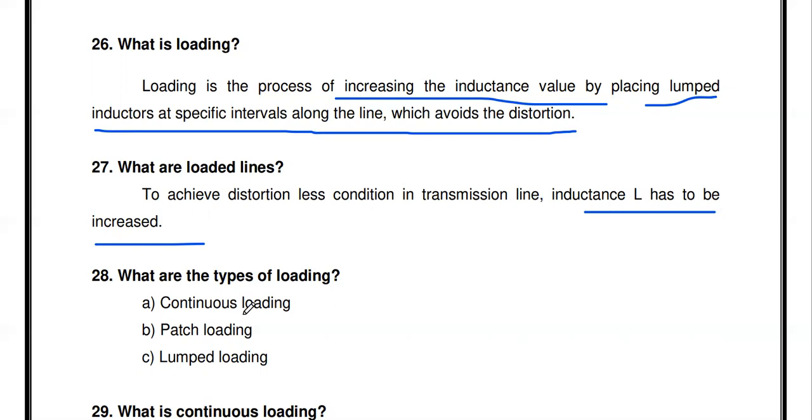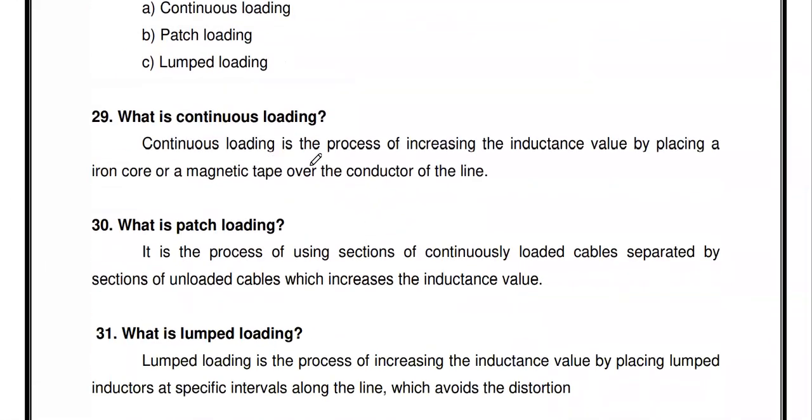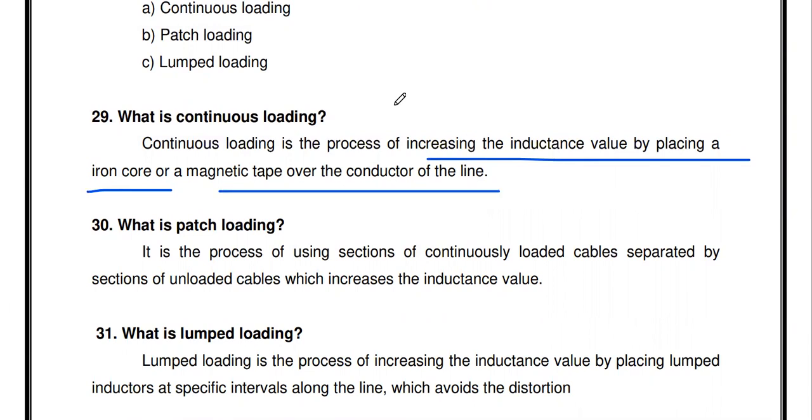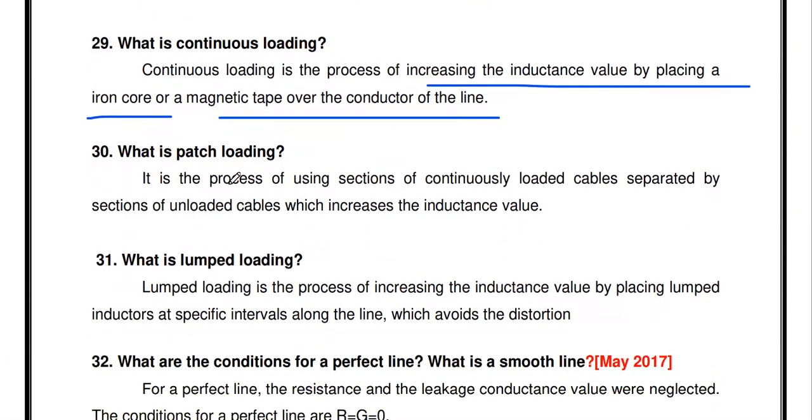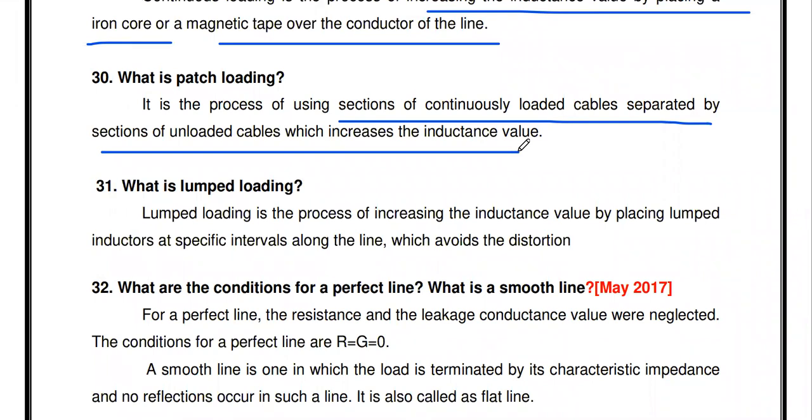Then what are the types of loading? There are 3 types of loading: continuous loading, patch loading, and lumped loading. What is continuous loading? Continuous loading is the process of increasing the inductance value by placing iron core or magnetic tape over the conductor of the line. And the next type is patch loading. What is patch loading? It is a process of using sections of continuously loaded cable separated by sections of unloaded cable, which increases the inductance value. This type of loading is called patch loading.